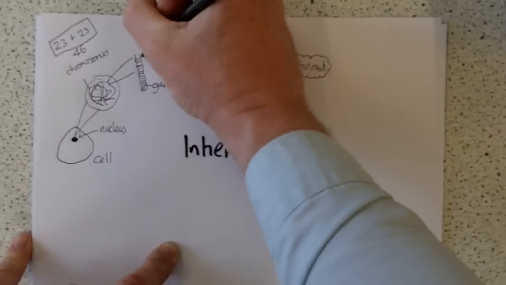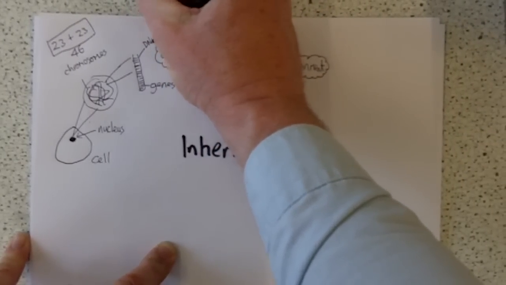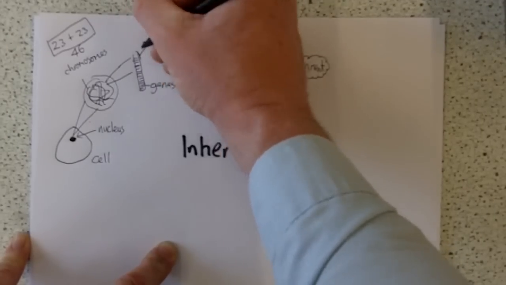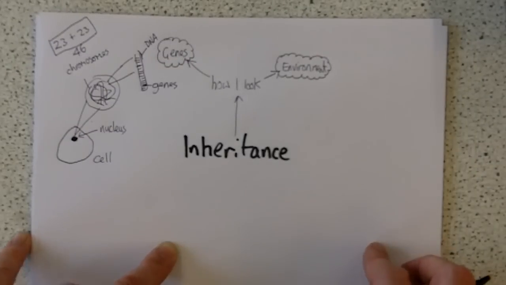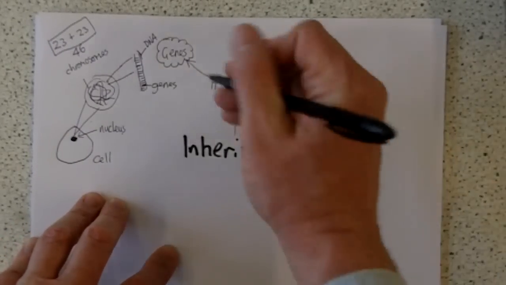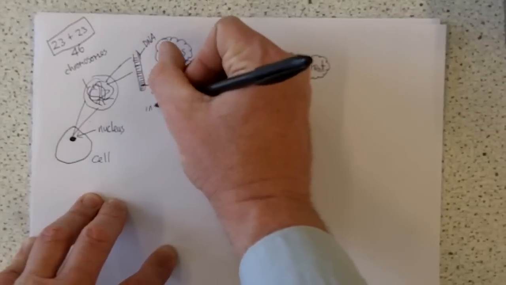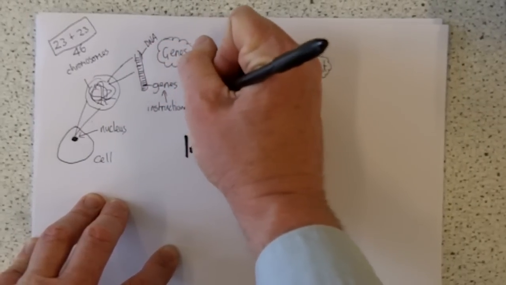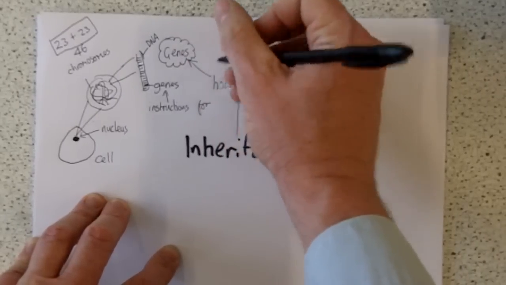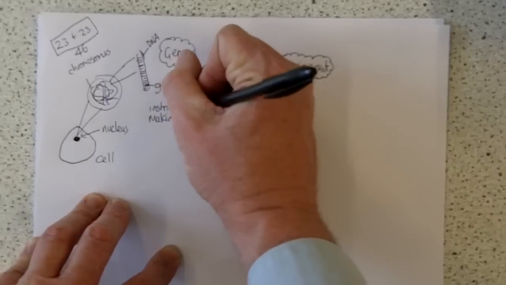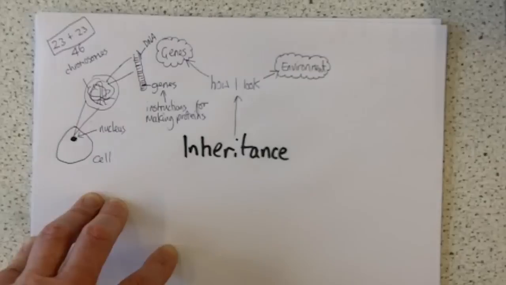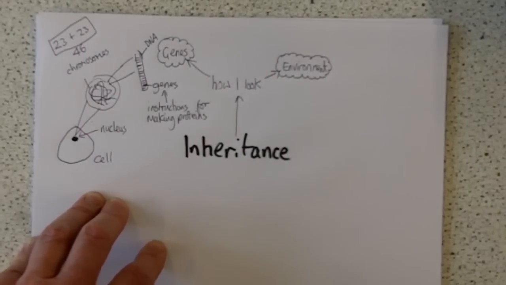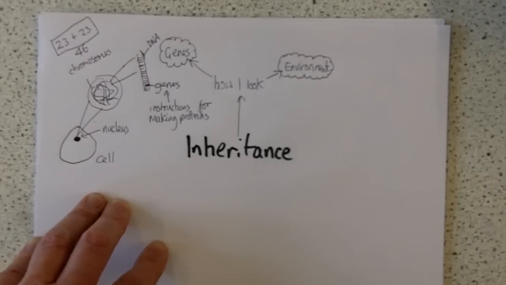So here's the genes, and this is your DNA, and then one particular bit of information there is called a gene. Okay, so genes are essentially instructions for making proteins. These proteins can be various things. They can be structural proteins for things like hair and skin and bone, or they can be enzymes which speed up reactions in the body.